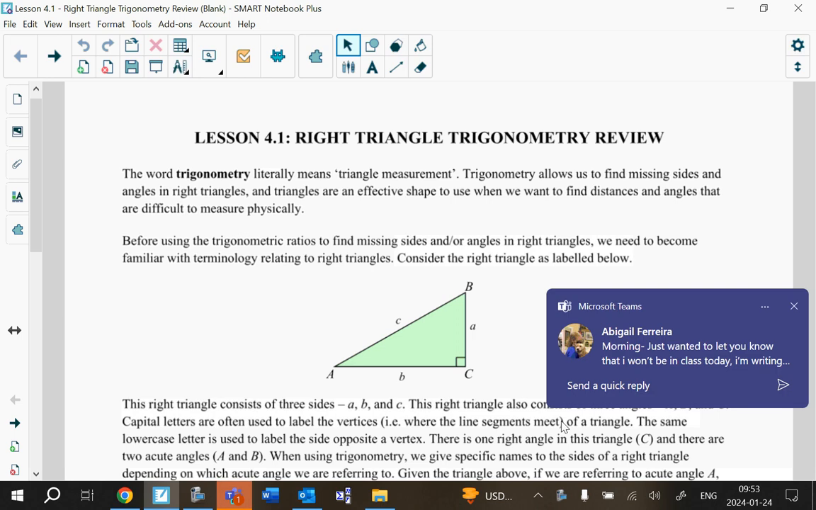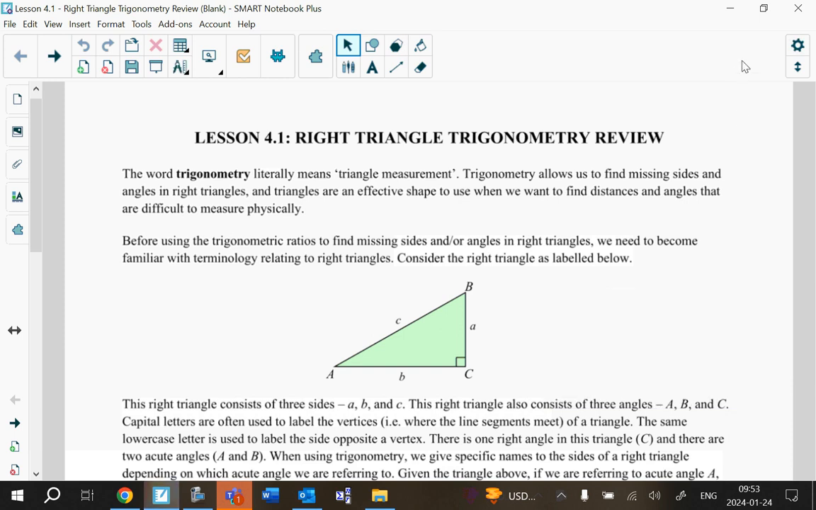What is the sum of all three angles in any triangle? 180 degrees. Good.